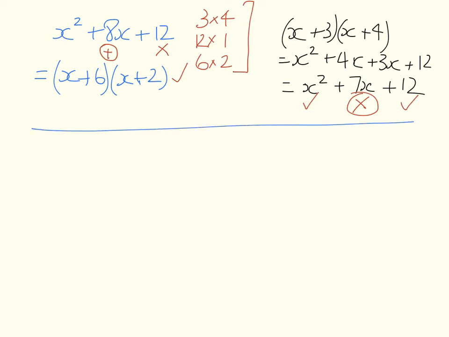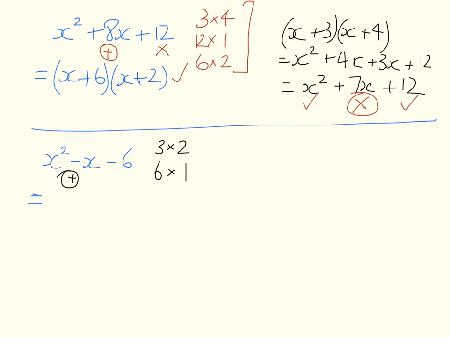Why don't we try one more with a negative number involved? Let's go x squared minus x minus 6. The same rules apply, but this time I'm looking for numbers that add to give minus 1 and multiply to give minus 6. If I multiply 2 numbers together to get minus 6, I could do 3 times 2 or 6 times 1.